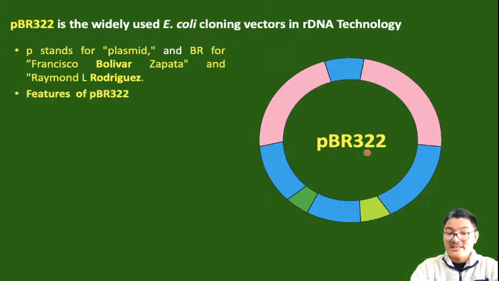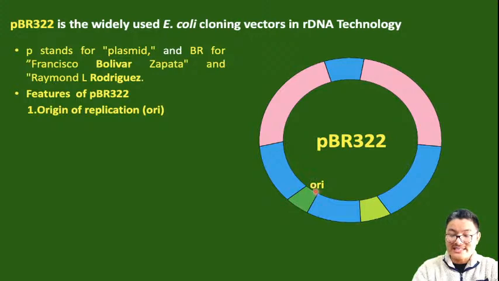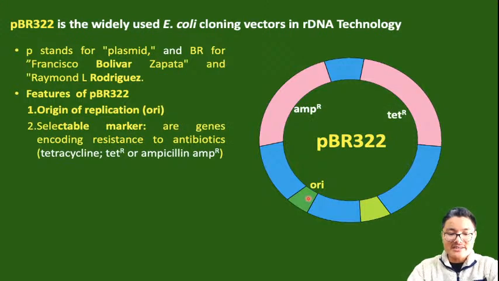We said that there are different features associated with PBR322. Just to review a few, PBR322 has an origin of replication. It also has a segment of gene, shown here as the green shaded region of the circular DNA. The ori is the origin of replication, where the replication of this vector DNA starts. So replication fork formation starts at the ori site. Then we are also seeing selectable markers.